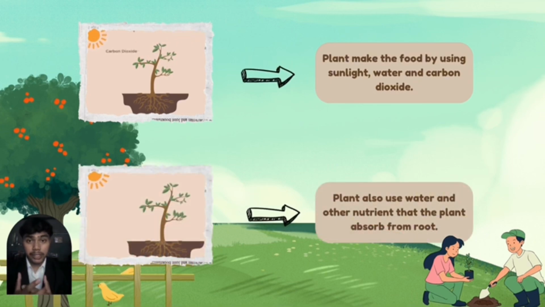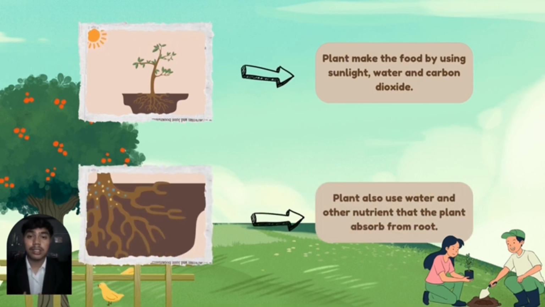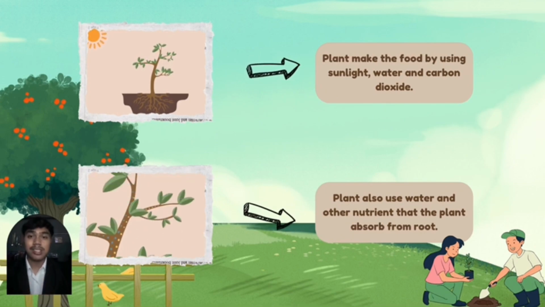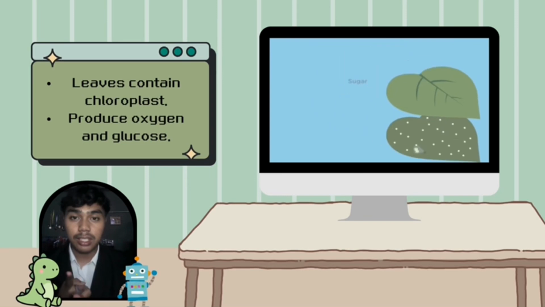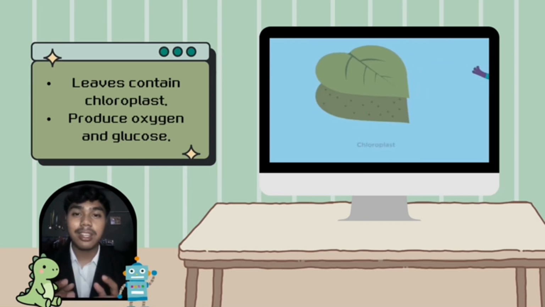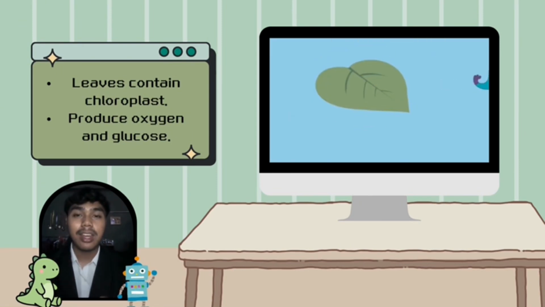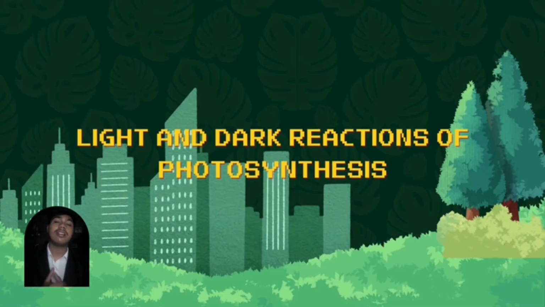Other than that, plants also use water and other nutrients that the plant absorbs from the root to make their own food. We're moving on to the leaf. Leaf contains tiny pigment called chloroplast. Chloroplast takes the carbon dioxide, water, and sunlight and changes them into glucose and also oxygen. From that process, the plant uses the glucose to make its own food, and the oxygen is given out to the atmosphere. Now, let's focus on our main topic, which is light and dark reaction of photosynthesis.